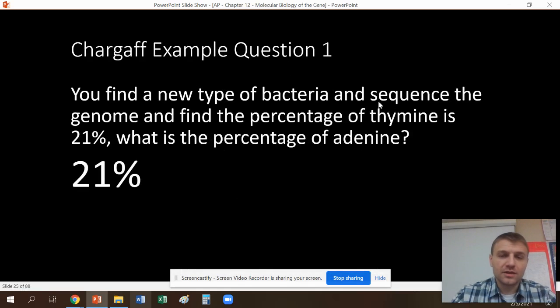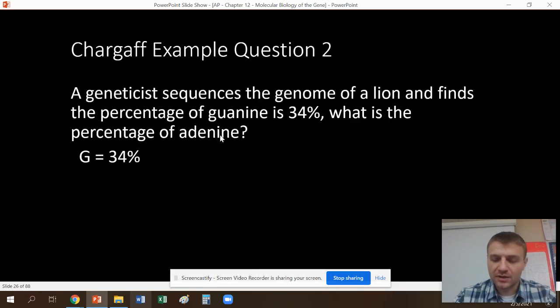So when we do these, it says you find a new bacteria and you sequence the genome and find the thymine percent is 21. What percent is adenine? Obviously 21. That's an easy question. But whenever you do it the other way, let's say a geneticist sequences the genome of a lion and finds the percent of guanine is 34. What's the percent of adenine? Those don't go together, but we can still find it out.